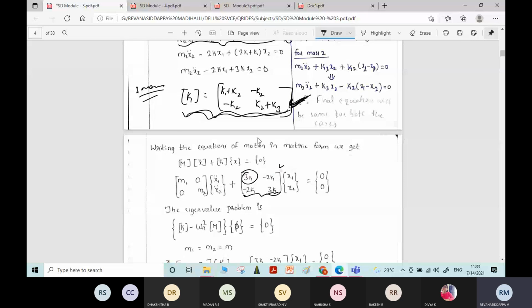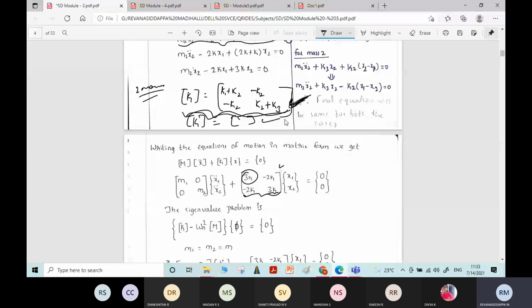After writing this stiffness matrix, you just substitute the corresponding K1, K2, K3 values and you will get the final matrix. After getting the stiffness matrix, I think in solving the problems in your class, I solved like this only. This is the first step: formulating the stiffness matrix.